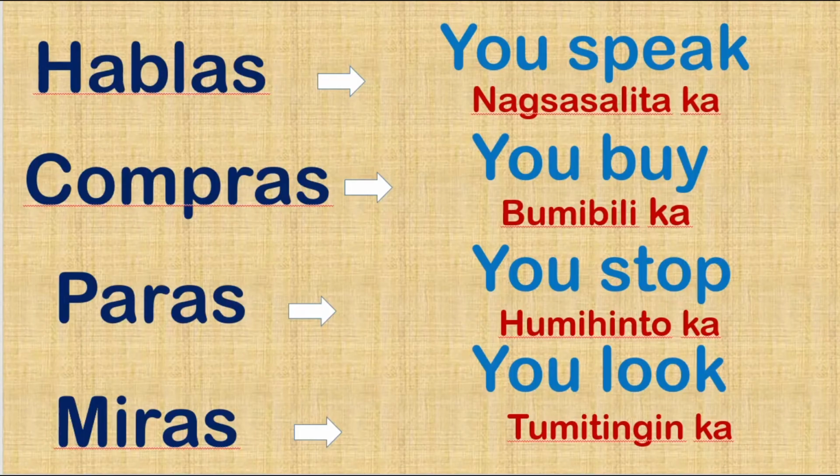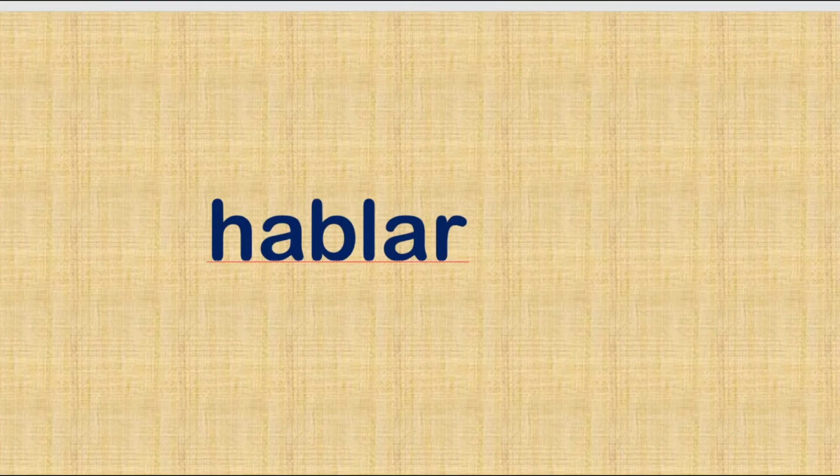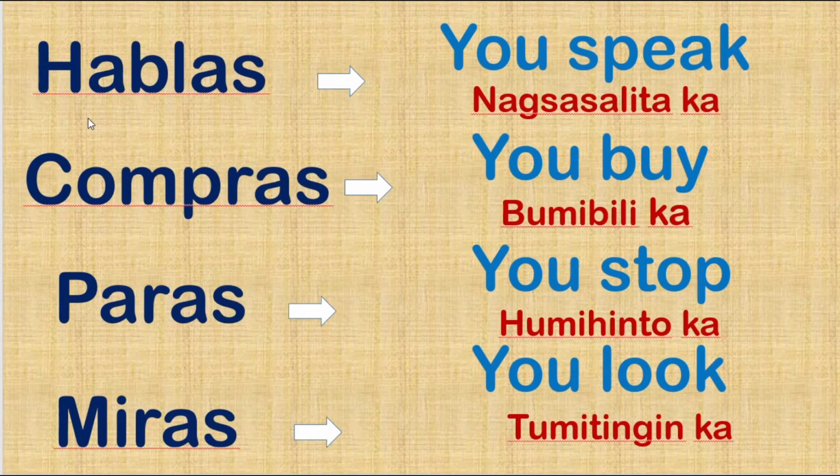So Spanish, they have what they call AR verbs because the verbs end with AR. For example, we have here hablar, which means to speak. If you would like to make it you speak, you just have to remove the R and replace it with an S, and it will mean you speak. So hablas, you speak, compras, you buy, paras, you stop, and miras, you look.